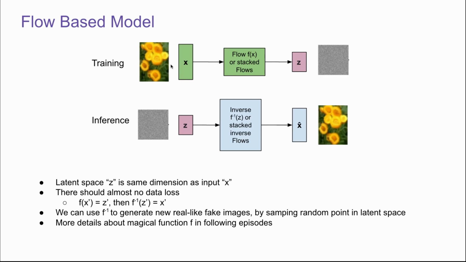So during training, for images within the training datasets, we want to go through a magical function f(x) or stacked flows and transform it to the latent space z. And the inference process is we sample a point in the latent space and then inverse the function f(x) or the stacked inverse functions, and then we should generate a new image. So in this case, the latent space is the same dimension as input, and there should be almost no data loss. With this magical function f(x) or stacked functions f(x)'s, we can generate new real-like fake images by sampling a random point in the latent space. So more details about this magical function in the following episodes.